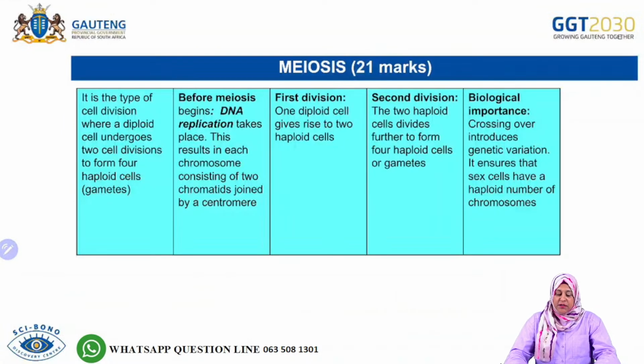So meiosis was 21 marks. These are the concepts we're going to look at in meiosis. It is cell division where a diploid cell undergoes 2 cell divisions to form haploid gametes. That occurs before DNA replication, and then there's a first division and a second division. The biological importance is what you have got to make sure you go back to the exam guidelines and learn.